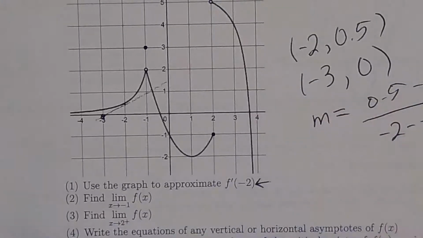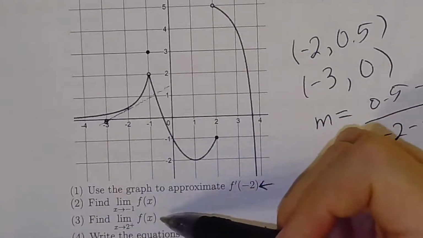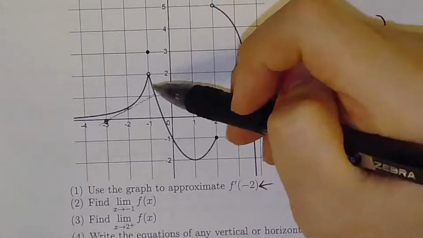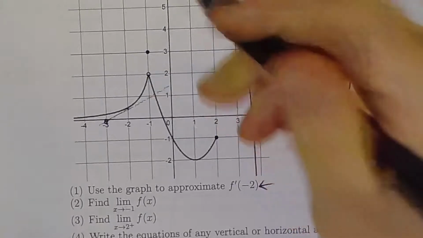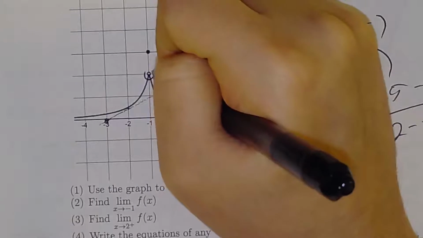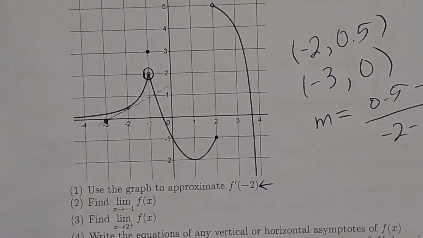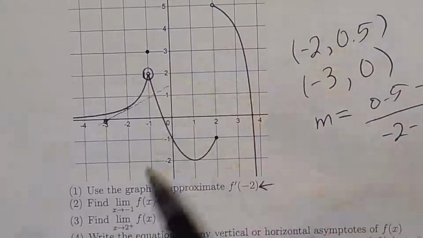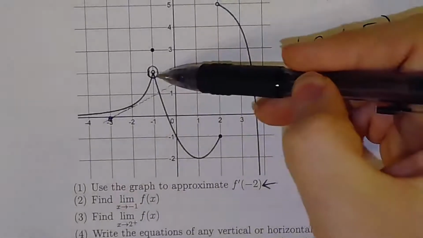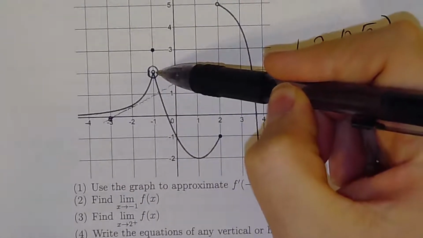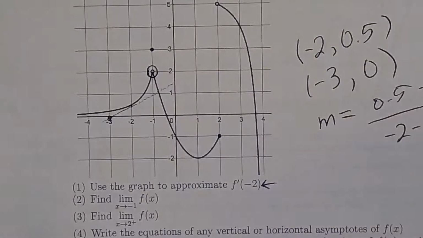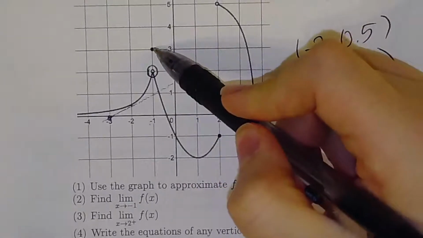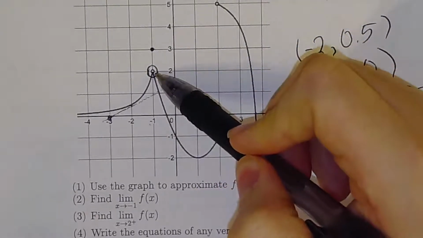Next, we're asked about the limit as x goes to minus 1 of f of x. So for that, we're going to look at the graph to the left and to the right of minus 1, which is going to bring us to this point right here, the hole as it happens to be. And so this limit is going to take the value 2. It's the y value of this hole. Note, if I asked you what f of minus 1 was, f of minus 1 would be 3. But the limit is 2.